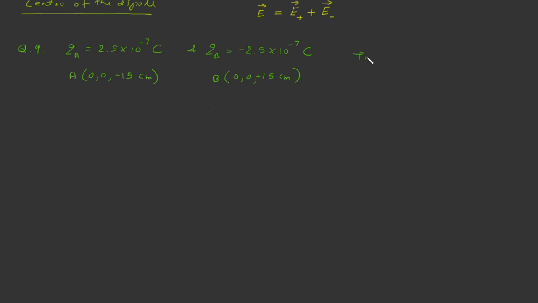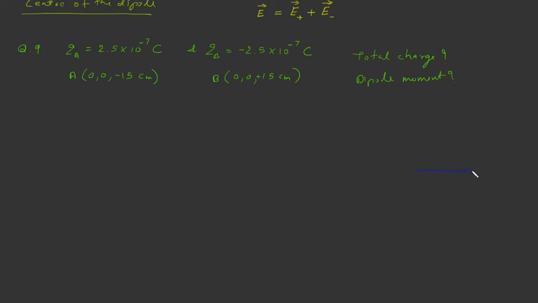Calculate total charge and electric dipole moment of the system. Here two charges are given. They are equal in magnitude but unlike. One is plus and the other is minus, and they are placed at different positions. So we are going to draw a figure for this.